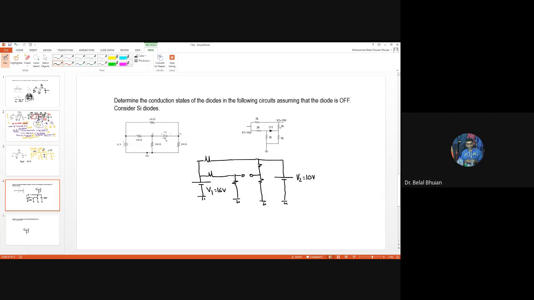Someone was saying, what is V2? V2 is measured with respect to ground. V1 is 16, R2 is 2K, so 2K, 2K, and 2K, 5K. So we assume the diode is off. We are going for the off assumption.